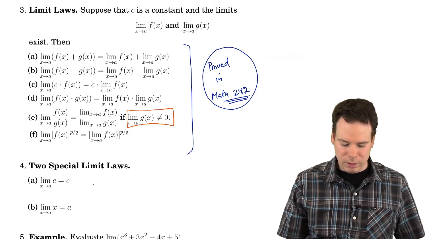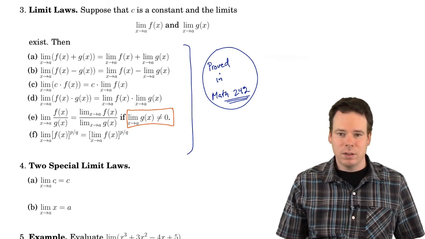So here's a couple more special limits. The limit as x goes to a of a constant is just the constant.